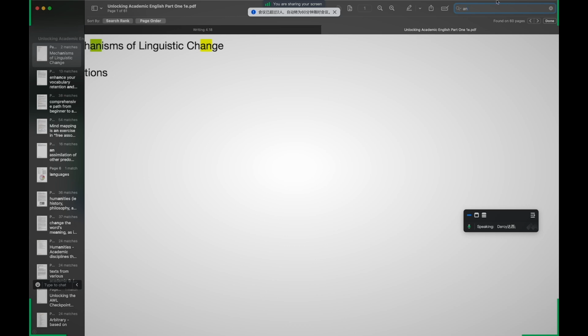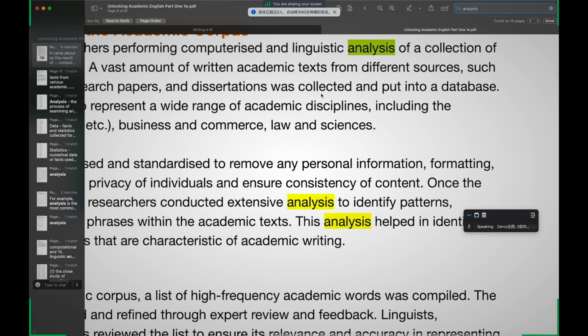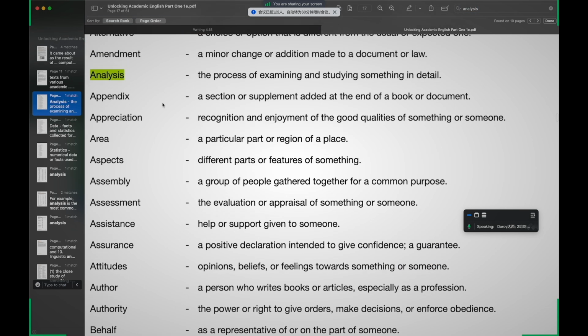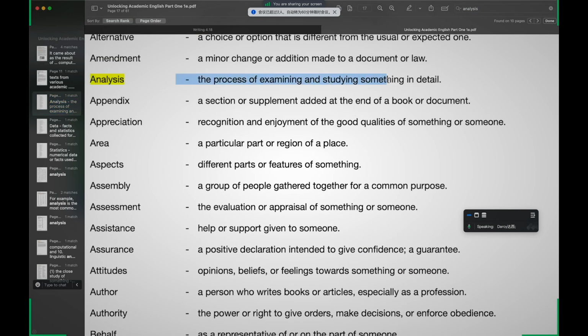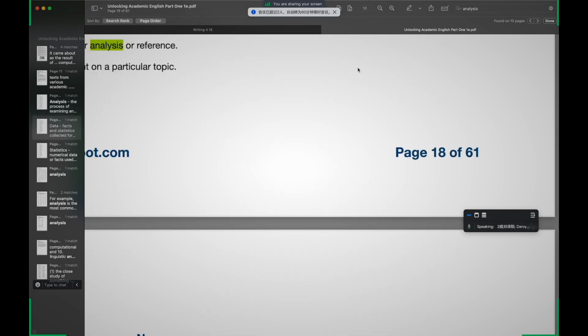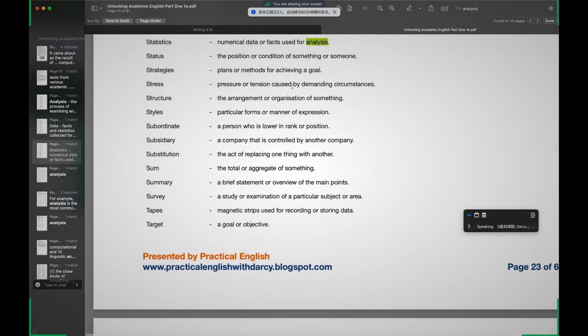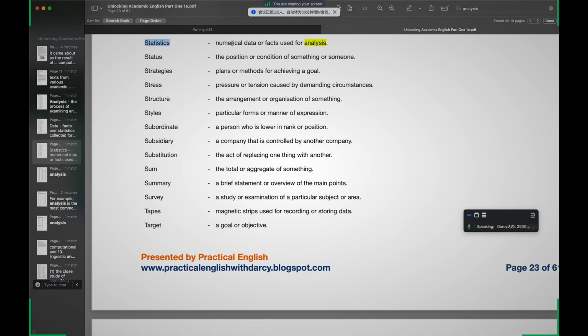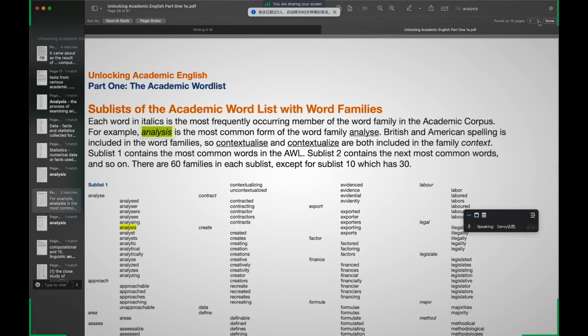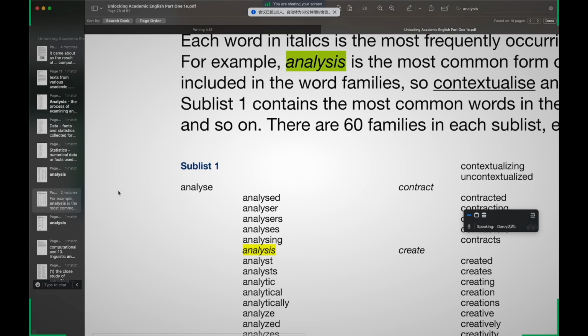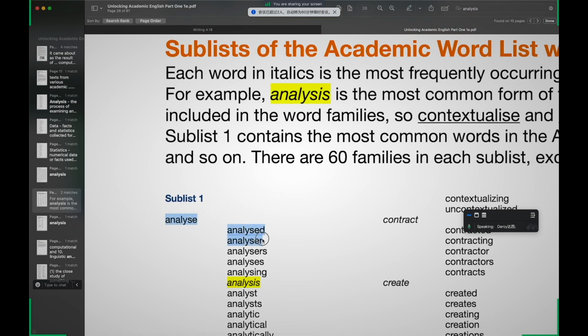And now you can use this book. Type into the search here, analysis, and it comes up many, many times. But we'll find it in our definition here. The process of examining and studying something in detail, right? And then we see also connected to data, data analysis. Connected to statistics, numerical or facts used for analysis. There it is in the alphabetical. Analysis. So analysis is one of the most frequently used words.